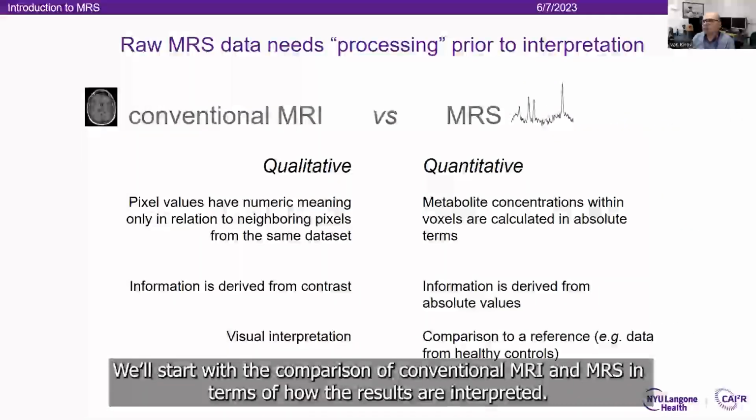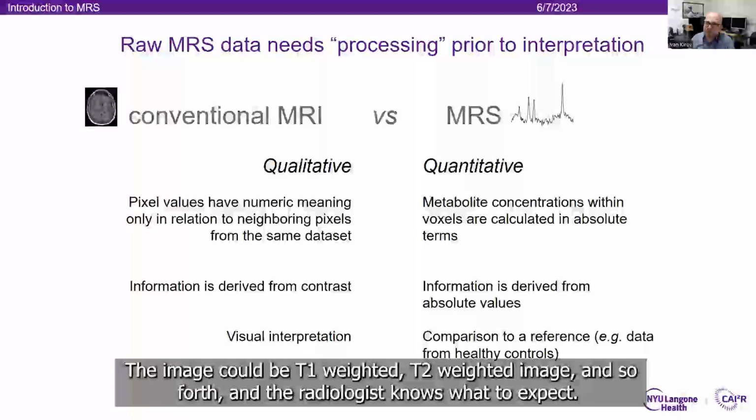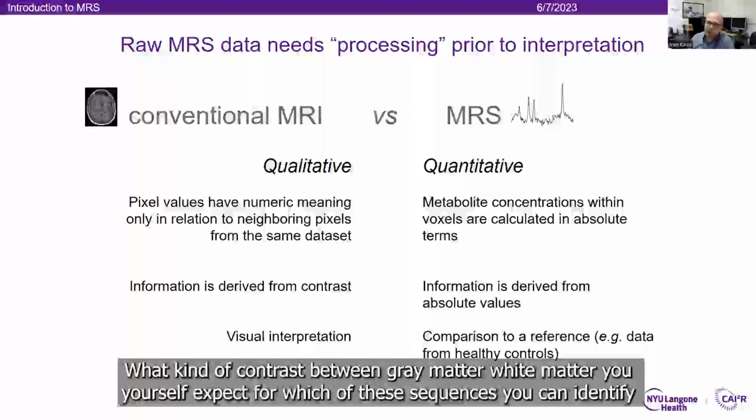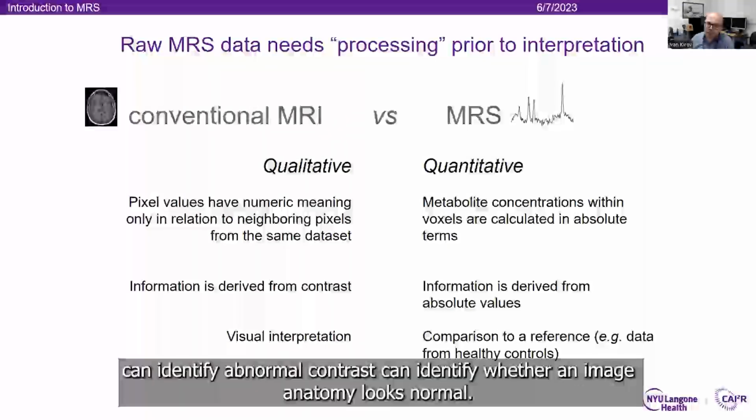We'll start with a comparison of conventional MRI and MRS in terms of how the results are interpreted. For conventional MRI, a radiologist looks at the contrast generated between gray matter, white matter, and CSF. The type of contrast is determined by the type of image, which could be T1 weighted, T2 weighted, and so forth. The radiologist knows what contrast to expect for each of these sequences, and can identify abnormal contrast and whether the anatomy looks normal.